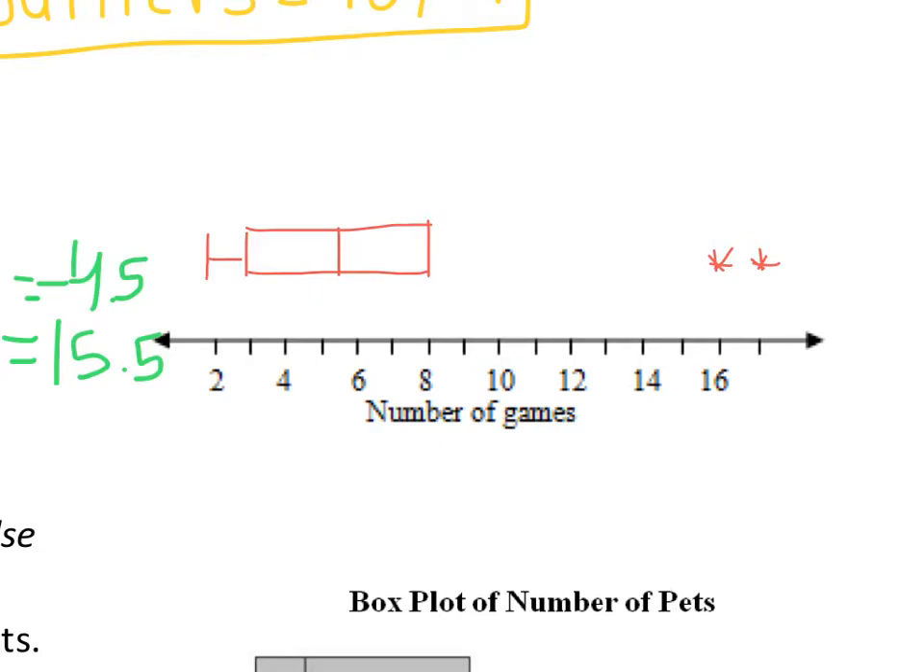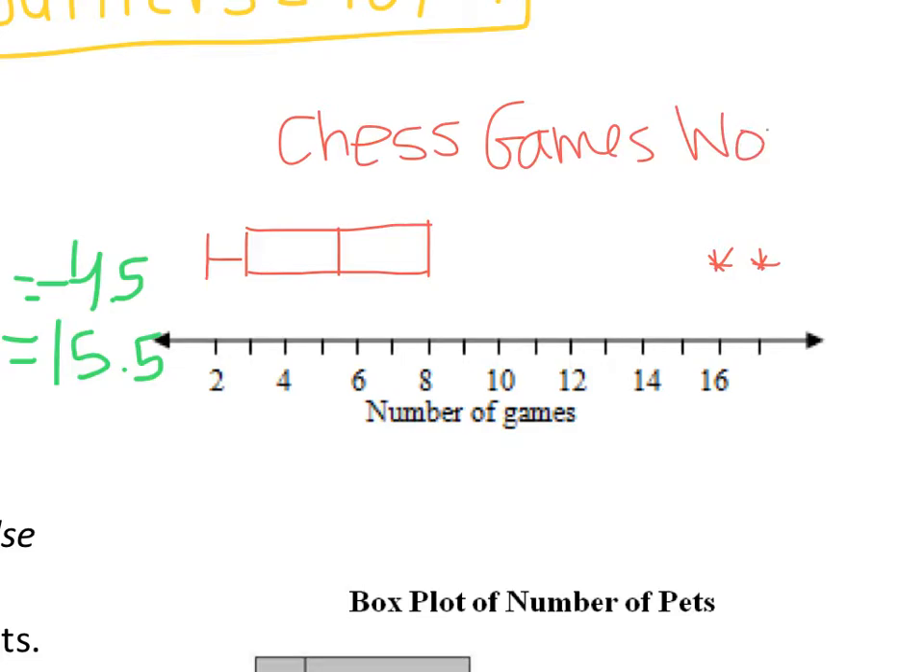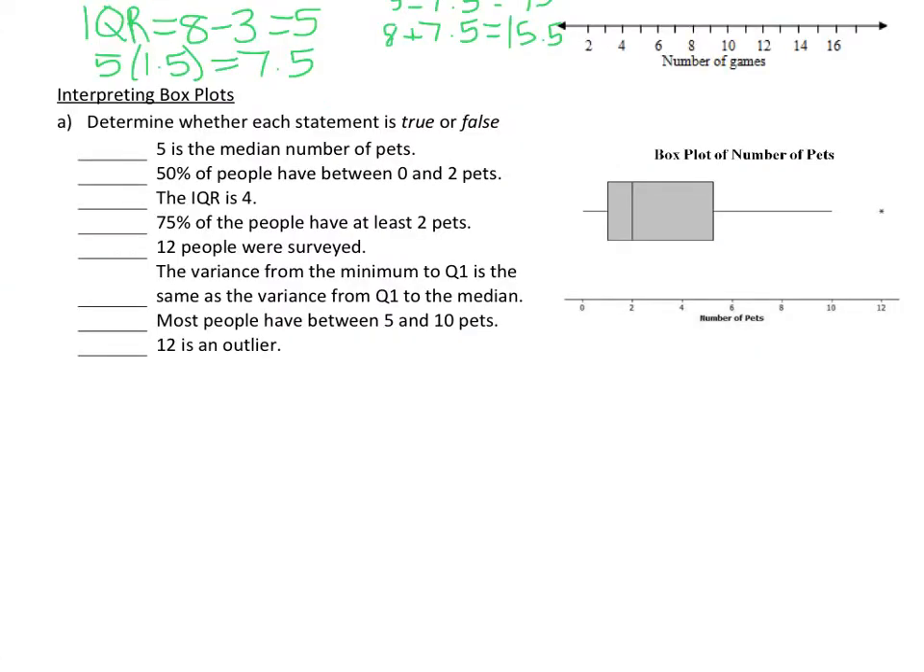So let me finish this up by putting a title. I'll label it Chess Games 1. And from here you can go back and do letter A. Interpreting box plots. Determine whether each statement is true or false. So we're going to use the box plot on the right here.